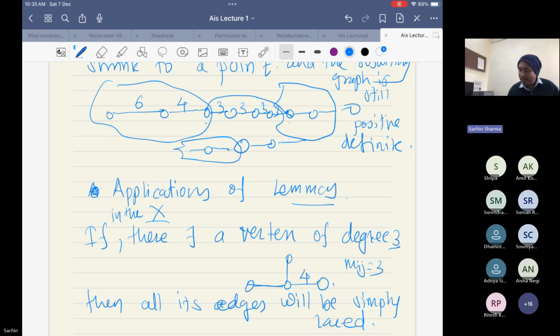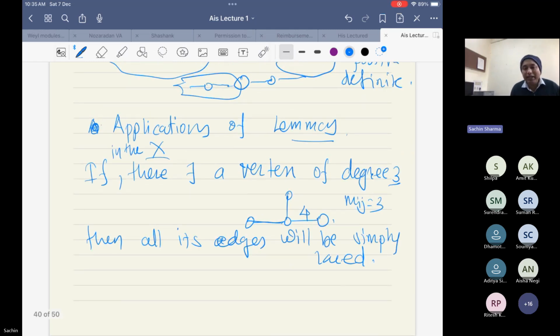Why is this case nullified? Can anyone tell me? Suppose this is the case, which lemma does it contradict? Who is a specialist in graph theory here? I claim that it contradicts lemma 2. That is the hint.